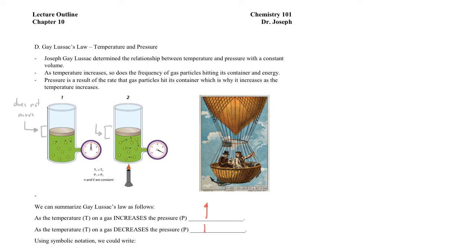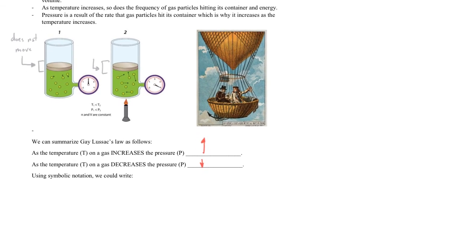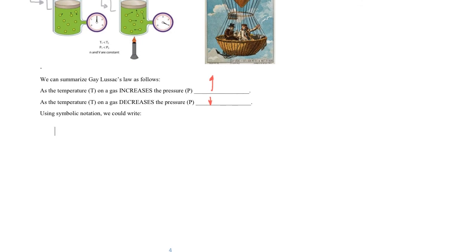So let's summarize this. When the temperature of a gas increases, the pressure increases. And when the temperature of a gas decreases, the pressure decreases. Now, we can convert this understanding into symbolic notation and then derive Gay-Lussac's law from these observations. We see that pressure is directly proportional to temperature. So pressure is equal to some gas constant K times the temperature. Therefore, P divided by T, or pressure divided by temperature, is equal to a constant.